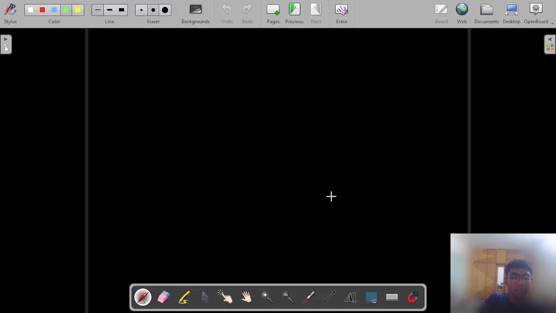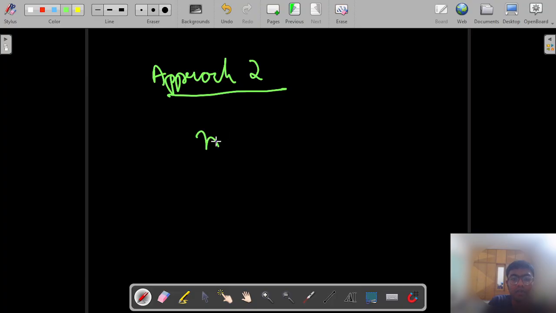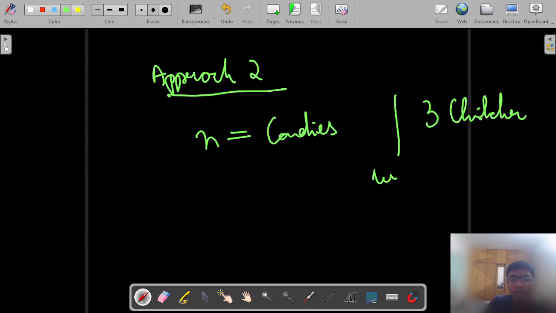So there can be a better approach where we can solve this problem using some mathematical expression. So I will write it as approach 2. So let's understand if we can derive a mathematical expression here. We are required to find how we can distribute n candies among 3 children with the limit.